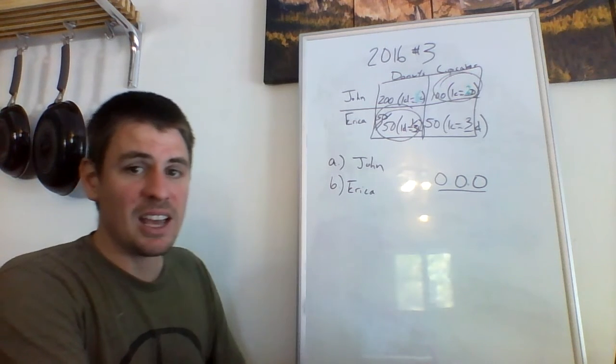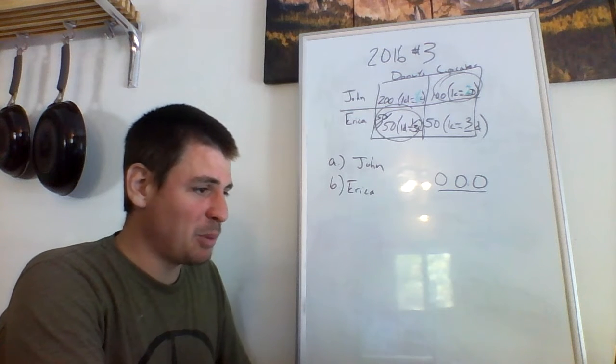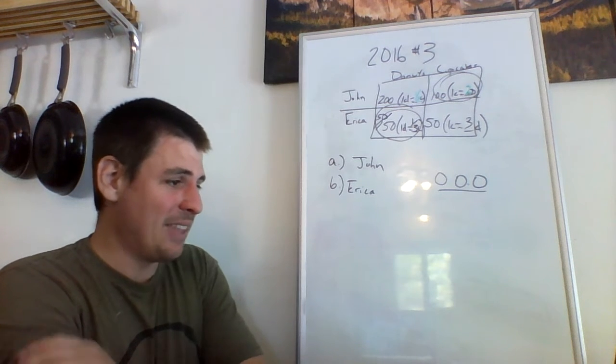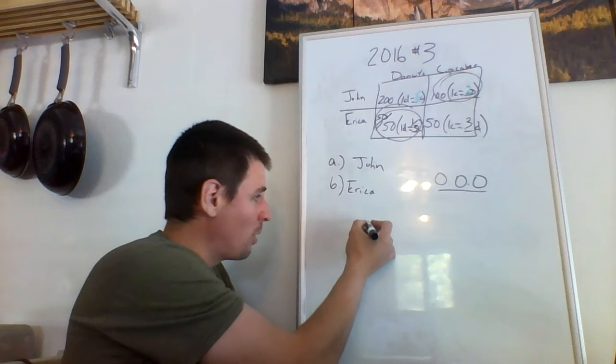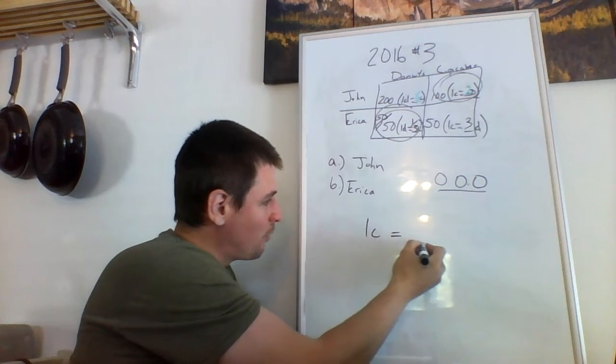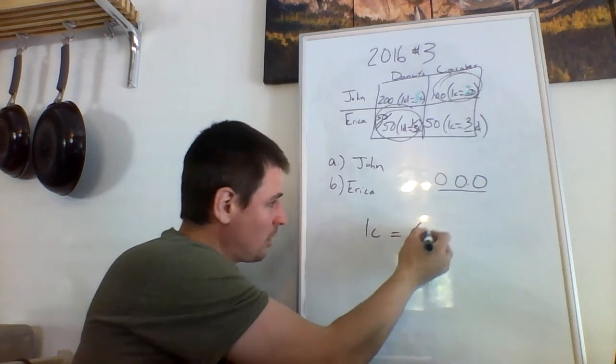Assume that, question C, assume that John and Erica decide to specialize to their comparative advantages and that one cupcake is exchanged for four donuts. Okay.